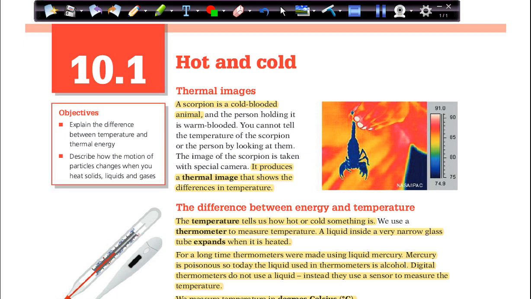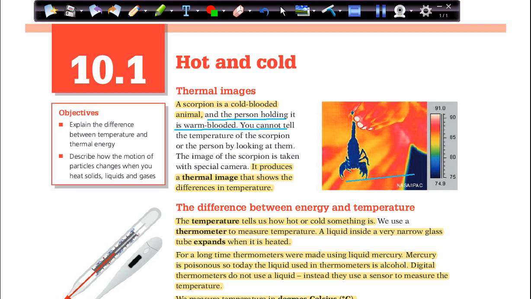Hot and cold, thermal images. So in this picture you have a thermal image. It shows a scorpion, someone is holding a scorpion. We can see the person looks red and orange, and the scorpion is blue. So why these two different colors? A scorpion is a cold-blooded animal. This is a good piece of information. It's not warm-blooded, and the person holding it is warm-blooded.